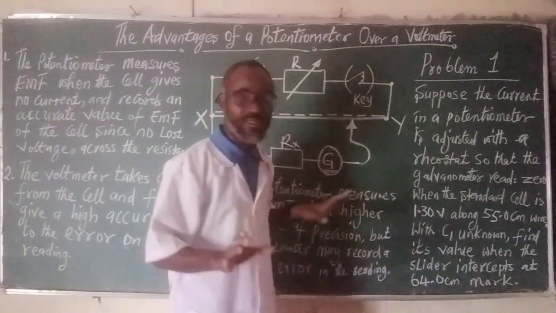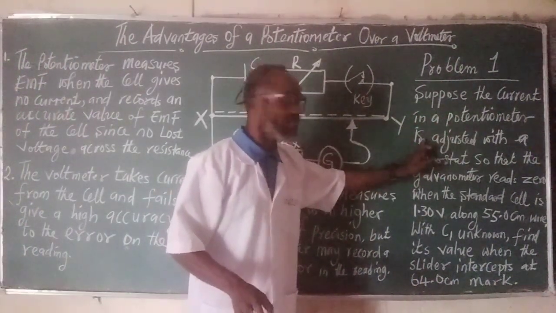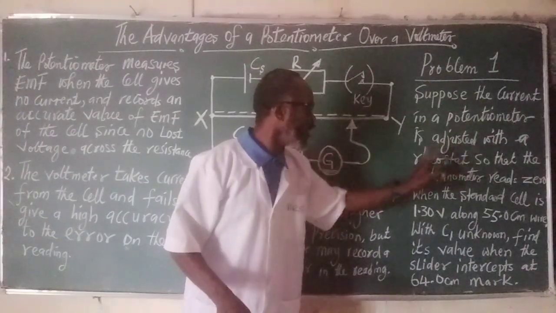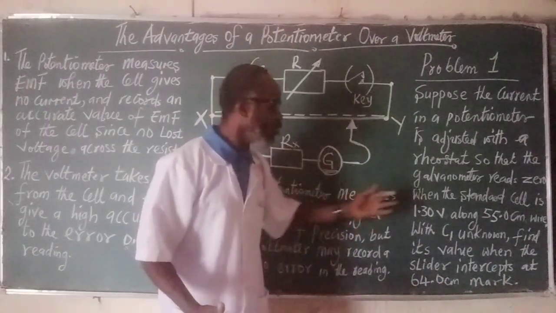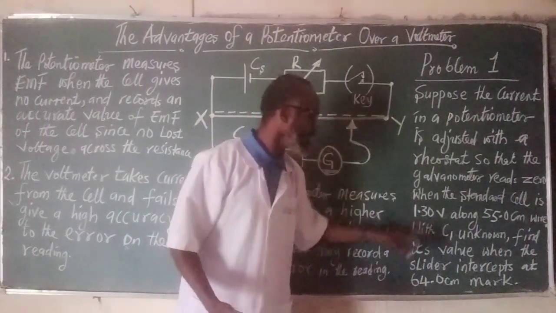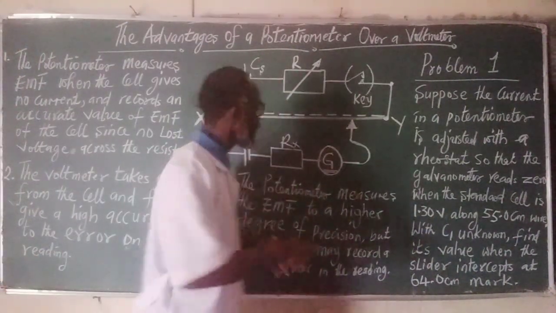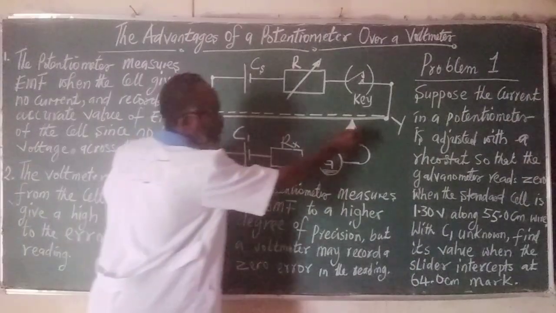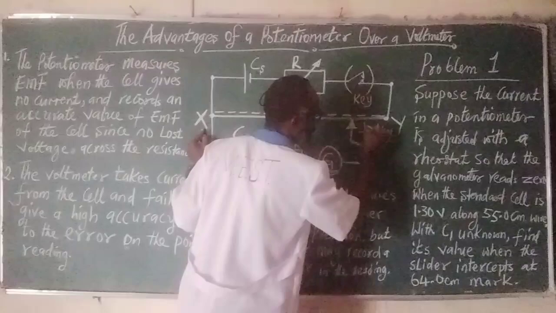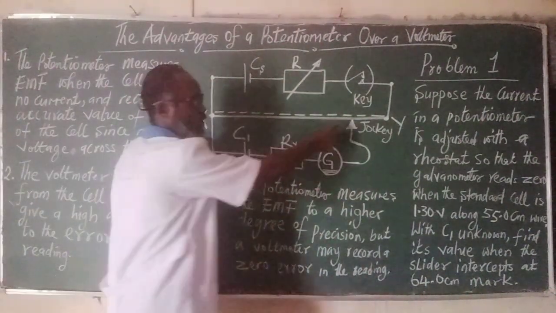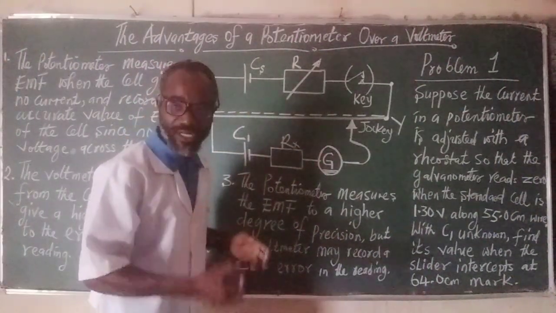The problem here is: suppose the current in a potentiometer is adjusted with a rheostat so that the galvanometer reads 0 when the standard cell is 1.3 volts along 55.0 cm wire. That's what it means. When you point at this jockey, sorry, I didn't say this in my last video, but I think nothing is late yet. It's the jockey. This jockey slides on a uniformly calibrated meter rule. All right?